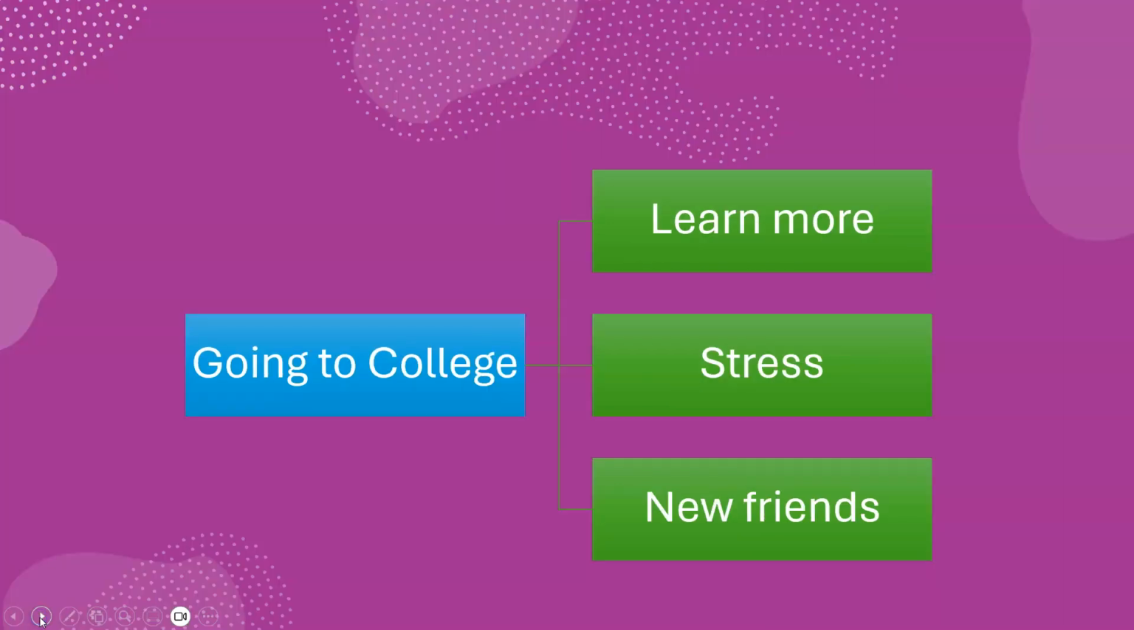In another example, we could have the event be going to college. What are the results or what are the effects of going to college? One effect could be learning more. Another effect could be stress or making new friends. So you can see that for effects essays, it's okay to mix positive and negative effects. For example, learning more or making new friends are positive, but stress might be a negative effect of going to college.